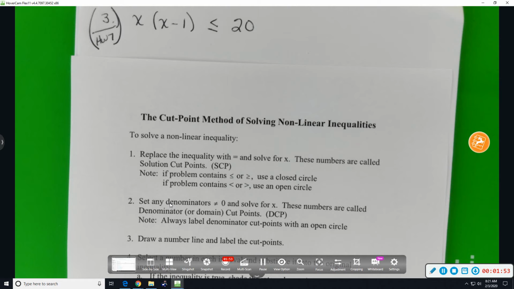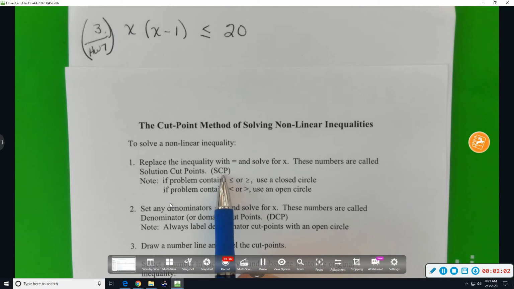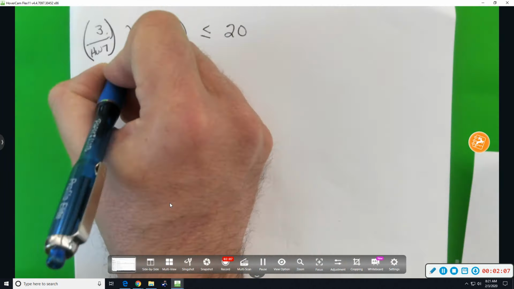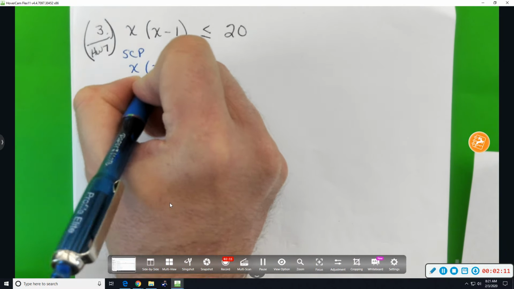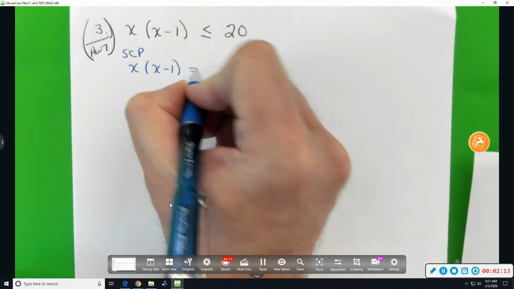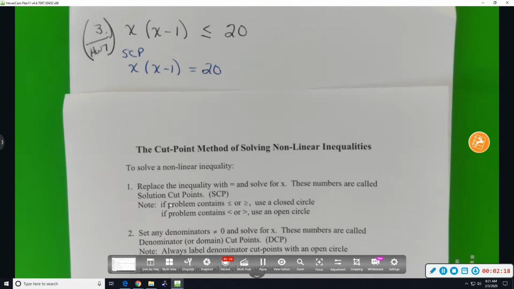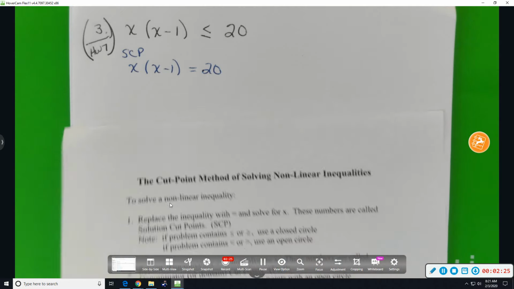Okay? So we'll start off by rewriting the inequality as an equation. So that's step 1. We're finding what I call the solution cut points. We're going to solve x times x minus 1 equals 20. So replace the inequality with an equals and solve for x. These numbers are called solution cut points.